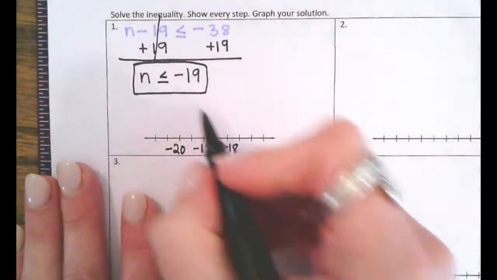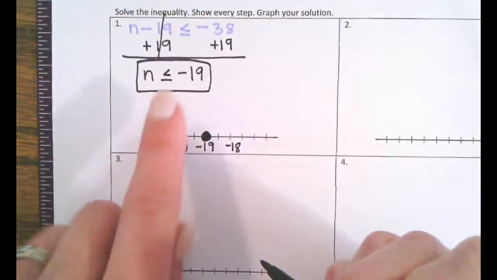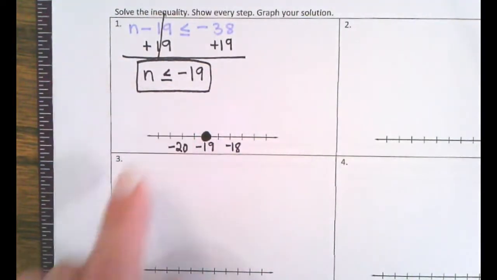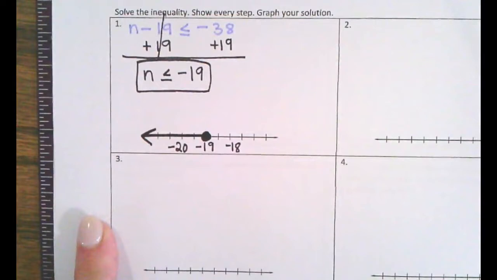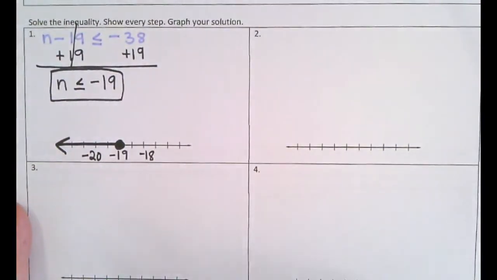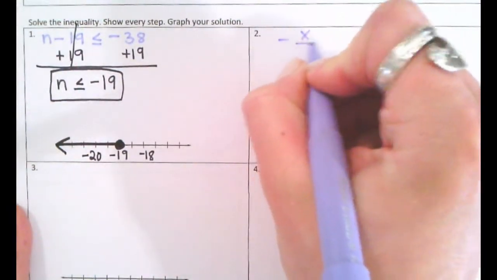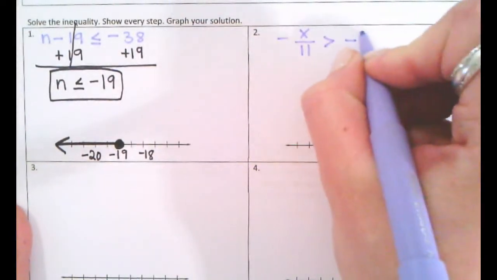So this one is equal to at negative 19, but it is also less than. So my arrow will be going to the left. And that's how we graph these. Number 2, our problem is negative x divided by 11 is greater than negative 7.